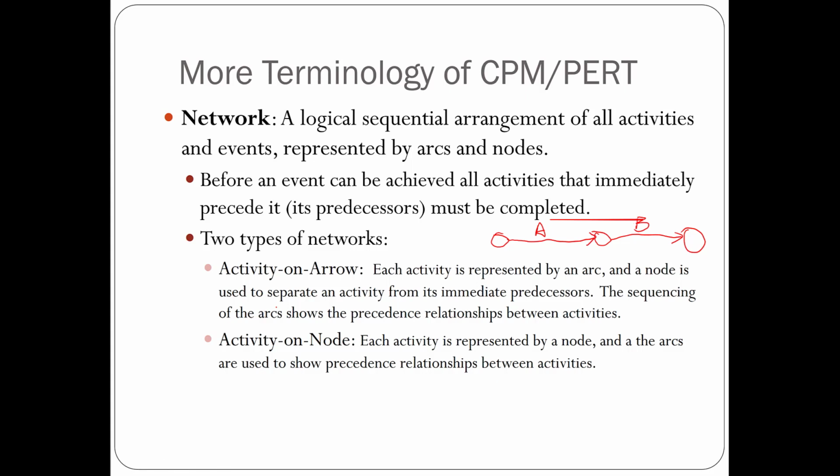And in the other one, the activity on node method, each activity is represented by a node. So instead of using the arc to represent it, this will be an activity. So the activity will be in this node, and we'll use the arc to connect them to represent the precedence relationship between these two activities. So in both networks, A is the predecessor of B, meaning that A has to be completed before you can move on to the B activity.